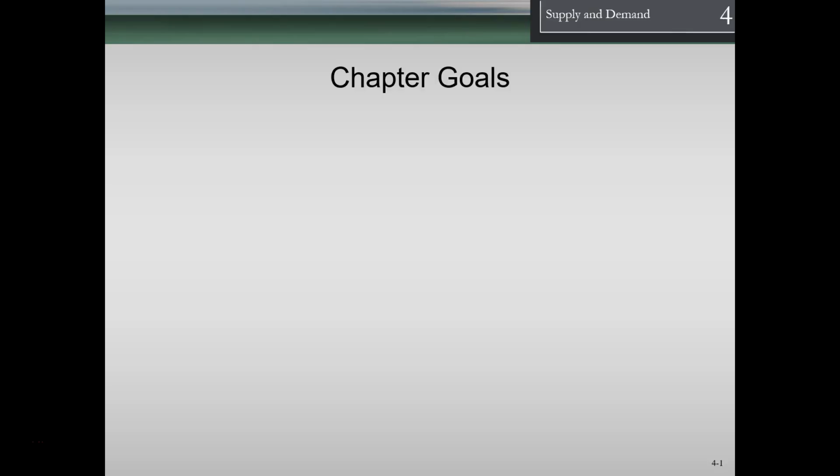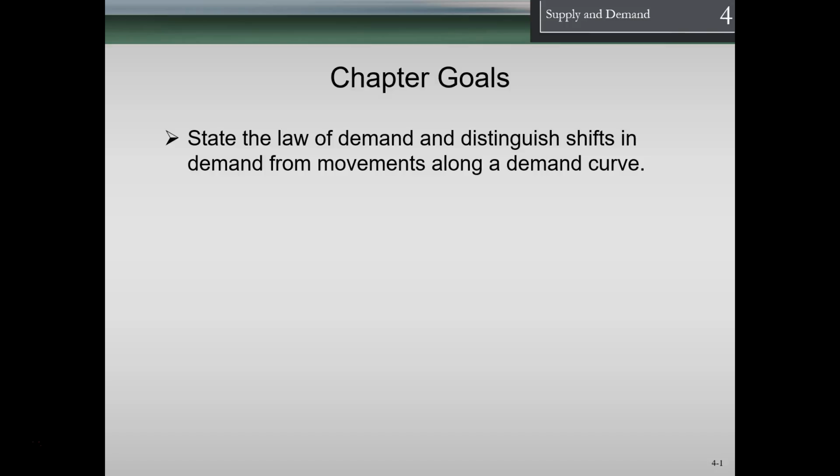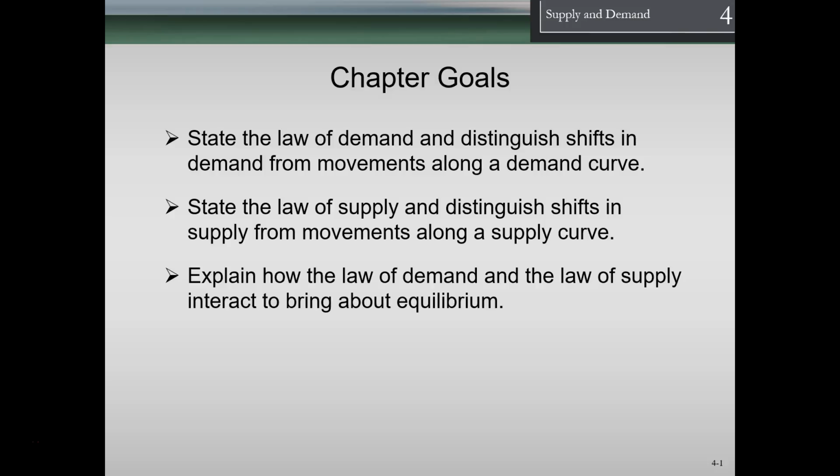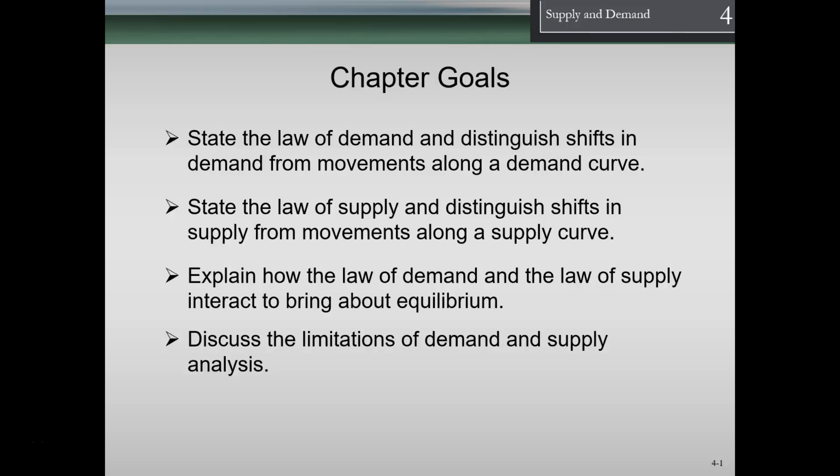Hello, in this lecture we're going to continue our discussion of supply and demand, chapter 4. And remember, our objectives are to state the law of demand and distinguish shifts in demand from movements along the demand curve. We are now looking at stating the law of supply and distinguishing shifts in supply from movement along the supply curve. Explain how the law of demand and the law of supply interact to bring about equilibrium. Discuss the limitations of demand and supply analysis.